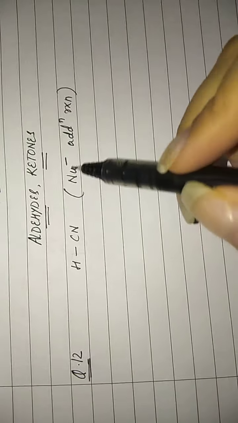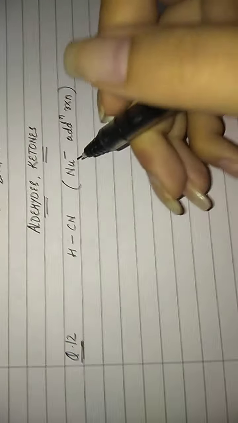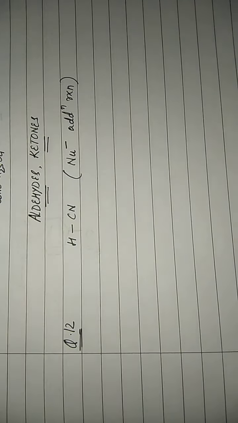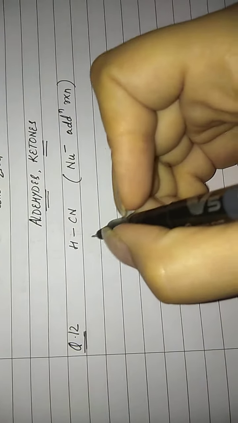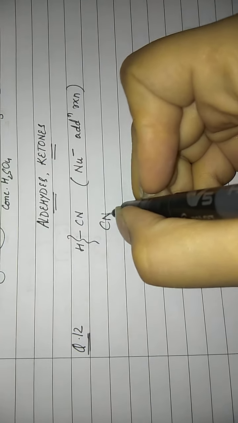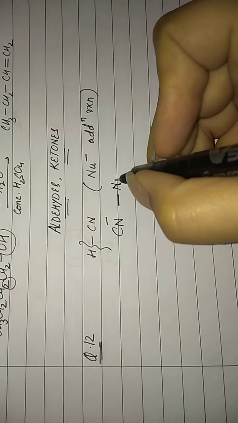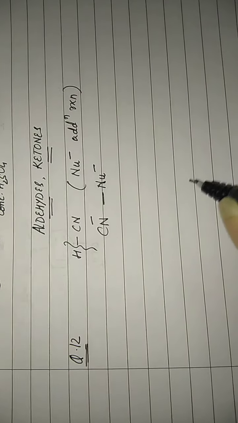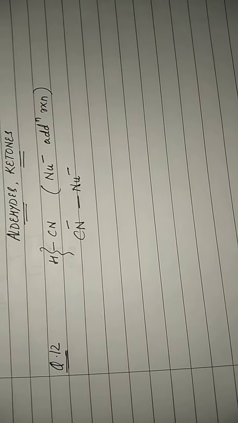Okay, now discussing question number 12 from the back questions of aldehydes and ketones. Before I start answering this question, I would like to revise two topics here. First of all, addition of HCN is a nucleophilic addition reaction. Why? Because this breaks down to generate a nucleophile, CN minus. So it is a nucleophilic addition reaction. Whenever you see a reaction with HCN, it is a nucleophilic attack there.